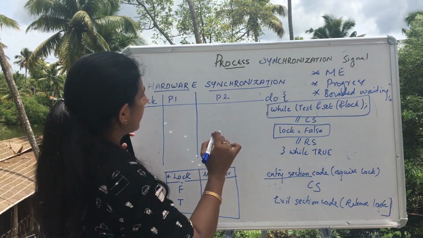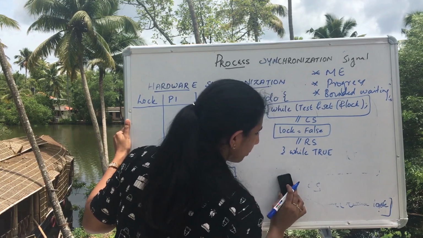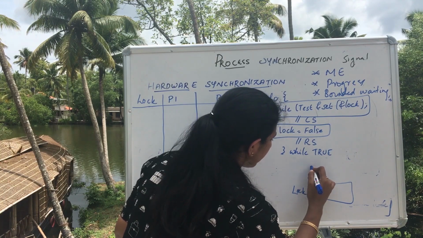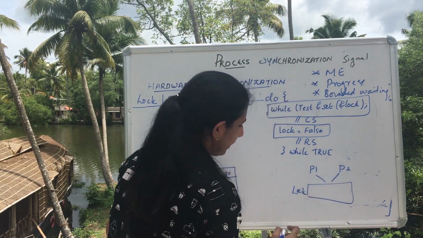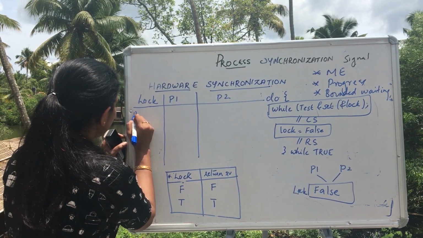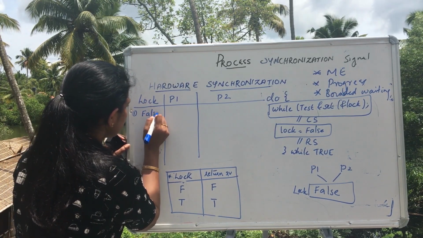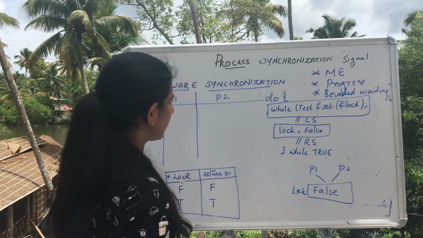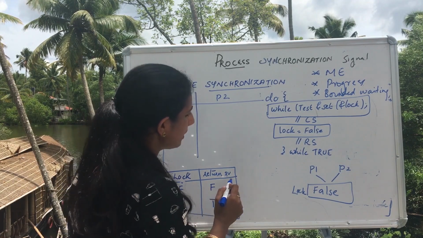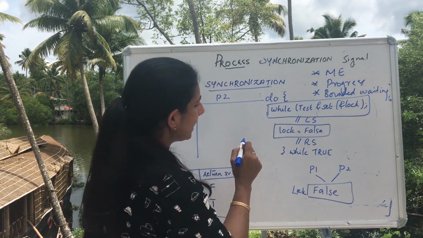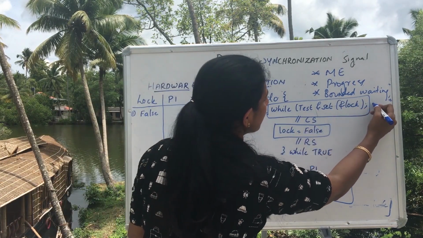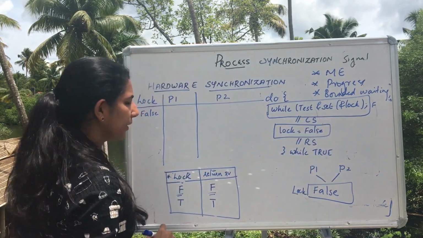Lock is a global variable. So whatever the value of lock, P1 and P2 can see that value. Let me initialize the lock value as false. So in the first condition, lock is set to false. P1 tries to enter into the critical section: while test and set and lock. So lock is initialized to false. When this is run, the code while test and set and target, we see that the return value is going to be false. So the while condition is false over here and P1 enters into the critical section.